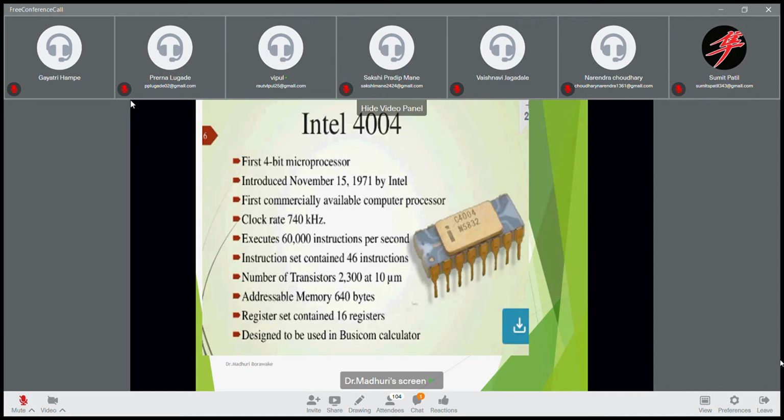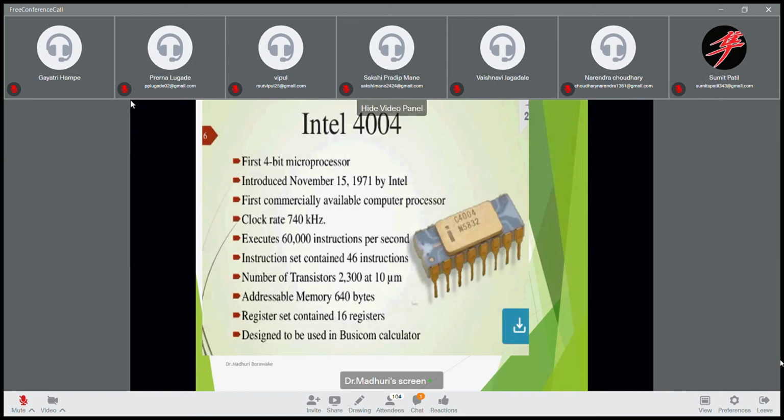Yes, that's right. Oh, may I know your good name please? Ma'am, Vipul. Vipul, good. Okay, it is the speed of the processor actually. So for this processor it is 740 kilohertz.